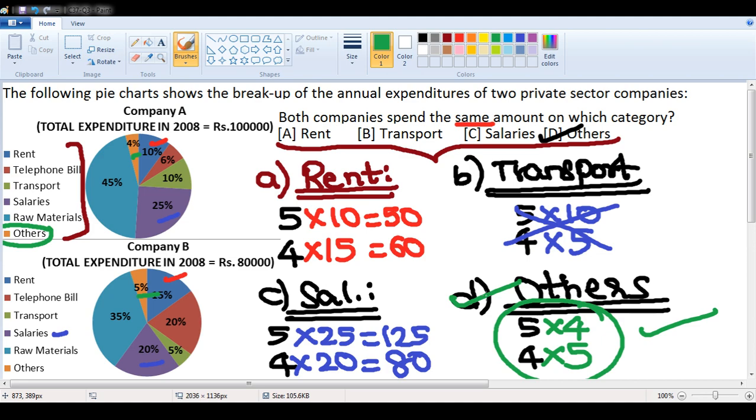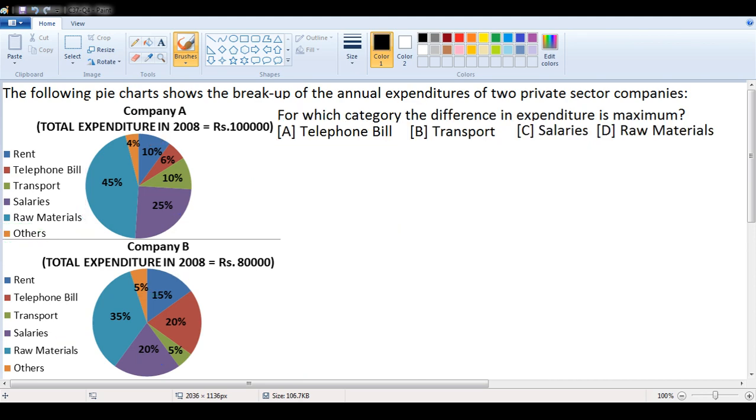I hope it is clear. Fourth question. Fourth one. See here, I am drafting the fourth question. Fourth question is, for which category the difference in expenditure is maximum? Now I need to find the difference in expenditure, and the difference should be maximum.